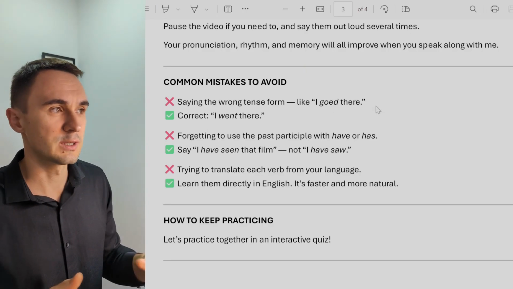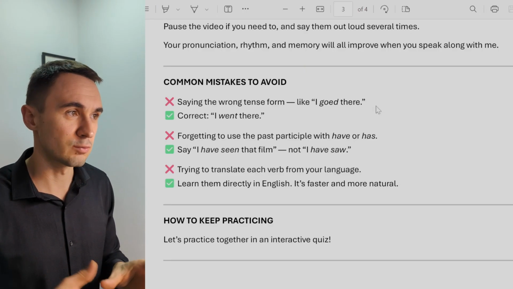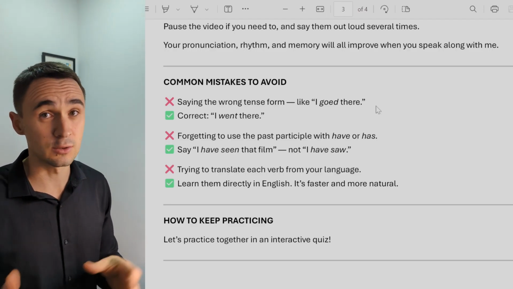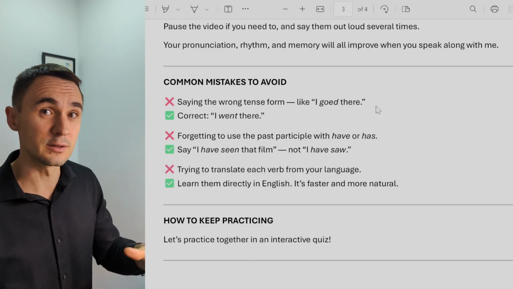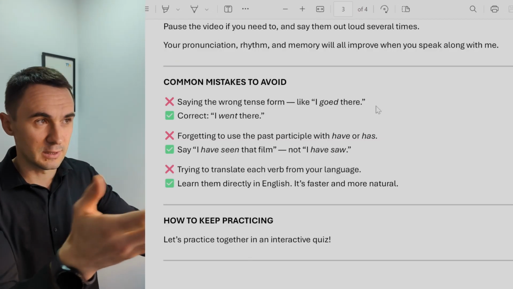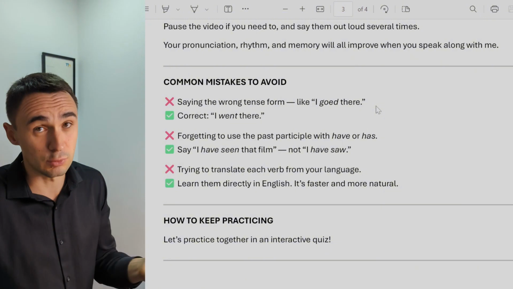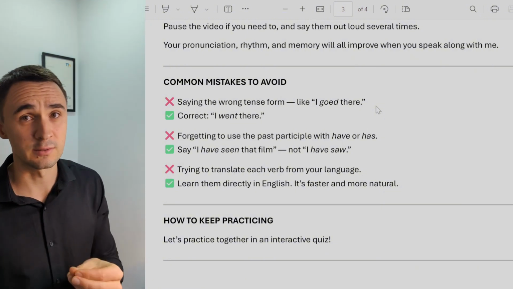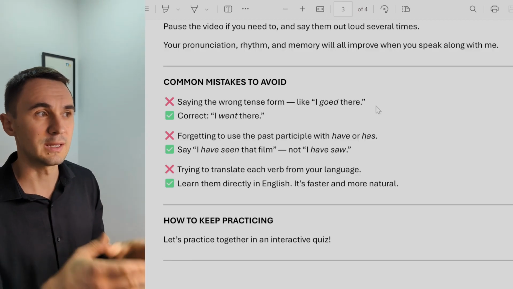Well, the first one is, of course, using the wrong tense form. Like, you don't know whether a verb is regular or irregular. You assume that it's a regular verb and you try to add ed, like here, I goed there. That's wrong, of course. You have to identify whether it's a regular or irregular verb. So the correct form would be I went there.